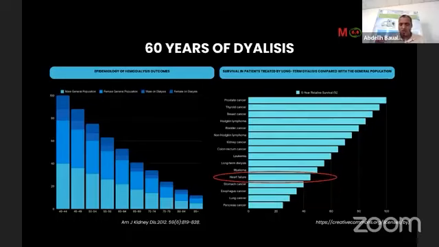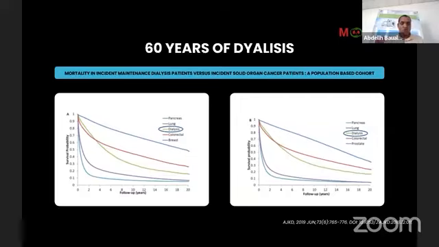As we can see, survival rates for some cancers like prostate and thyroid cancer are relatively high, reaching close to or over 80%. Meanwhile, patients undergoing long-term dialysis have some of the lowest survival rates, significantly lower than those with heart failure or even certain aggressive cancers like leukemia or stomach cancer. This comparison highlights a critical point. Despite 60 years of dialysis, patients still face poor long-term outcomes.